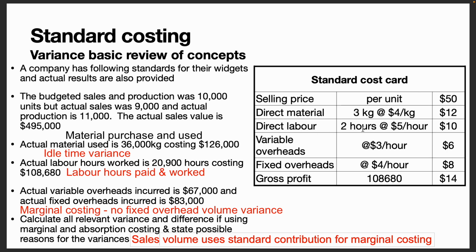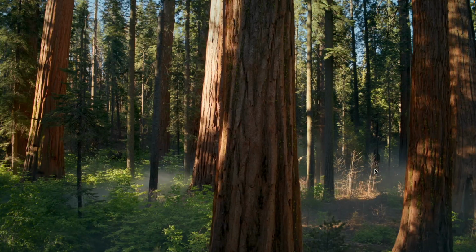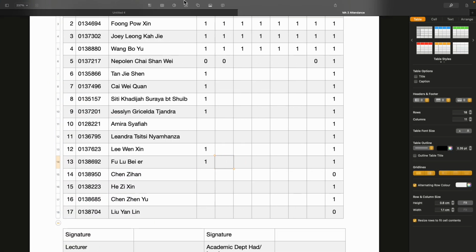Now, the standard cost card here is going to be selling price, direct material, direct labor, variable overhead given at $3 per hour, and fixed overhead given at $4 per hour. This one, don't worry about the number there. The gross profit is $14 per unit. You are asked to calculate the variances. I hope you still remember how to calculate variances. That's something you're supposed to have done before. Let me just run through that one first.